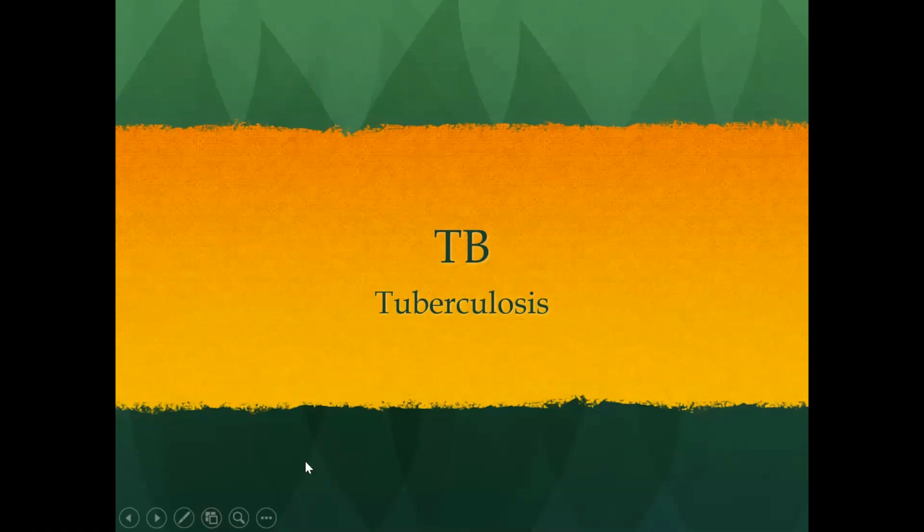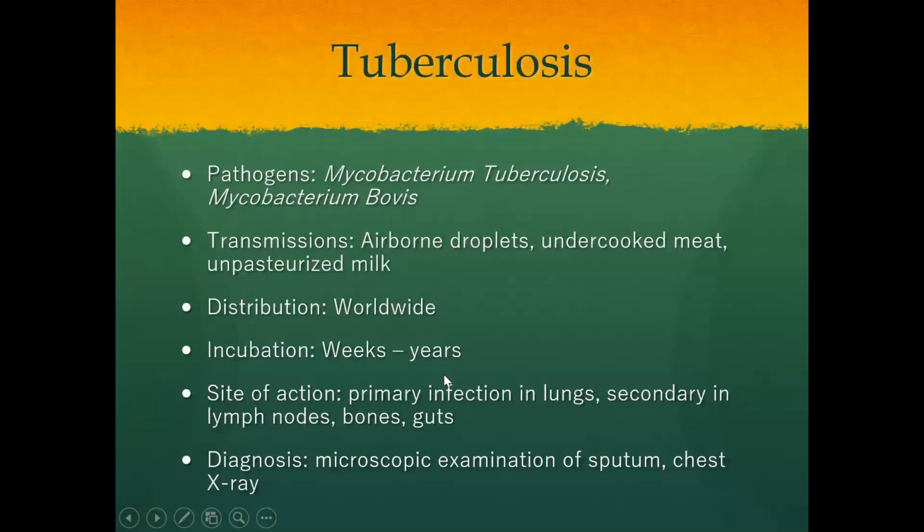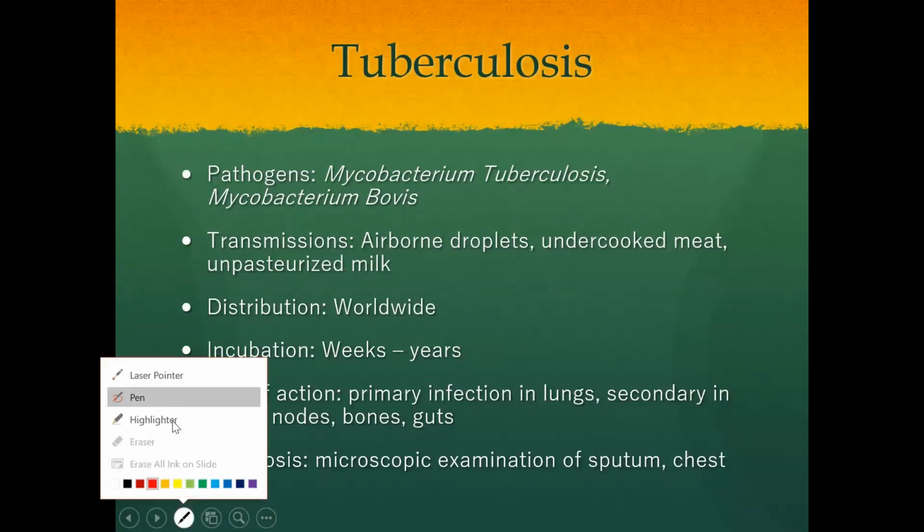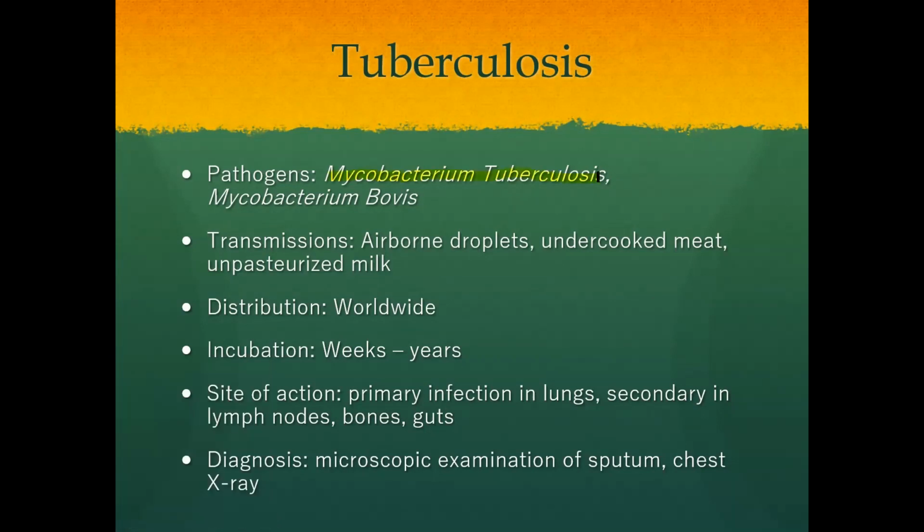All right, now let's talk about the disease tuberculosis or TB, which is caused by bacteria. The pathogens are Mycobacterium tuberculosis and Mycobacterium bovis. Mycobacterium bovis mostly causes infection in cattle, and the one that causes infection in humans is Mycobacterium tuberculosis. But Mycobacterium bovis can also transmit to humans, since it is found in cattle, through unpasteurized milk or undercooked meat from the animals to humans.